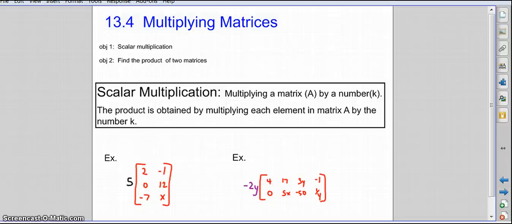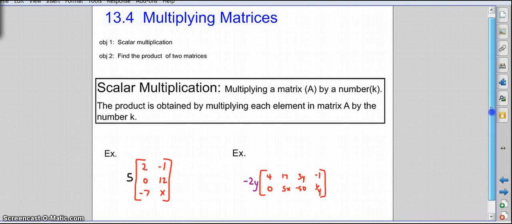Our objectives today are twofold. Objective number 1 is learn how to do scalar multiplication with matrices, just multiplying by a scaled value. And then objective number 2 is to find the product of two matrices. This one is going to require some actual focus and concentration and really processing what it is that I'm saying. So when we get there, make sure that you are in a good place to process and focus.